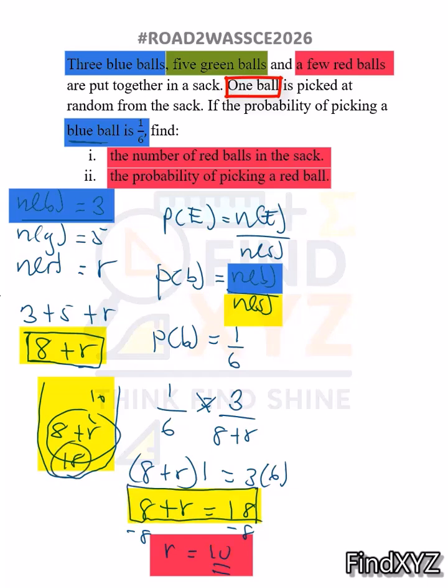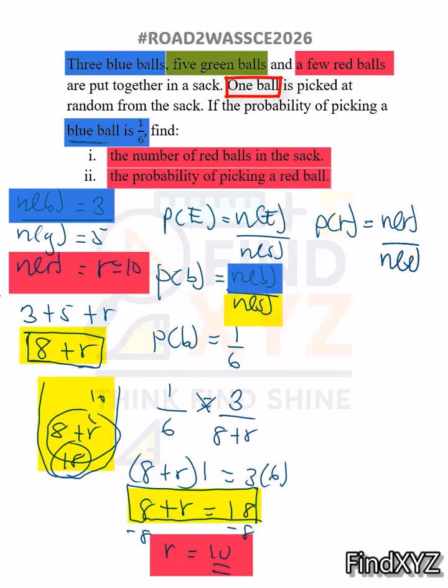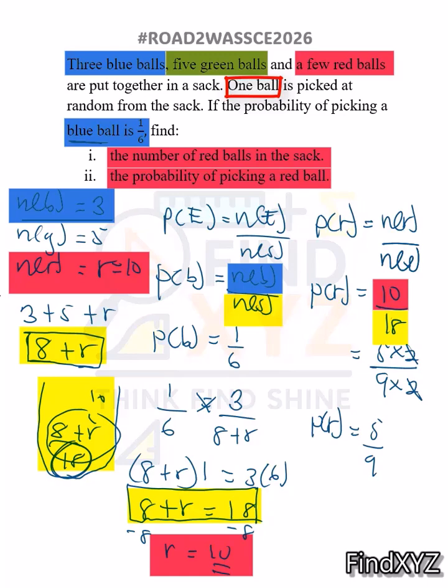So now let's do the second part of this question, that is the probability of picking a red ball. The probability of red will be the number of red over the number of sample space. Now we know the sample space, and we know the number of red balls. The number of red balls is equal to 10. So probability of red is equal to the number of red, that is 10, over the number of sample space. Where are we picking the red balls from? From the sack. And how many balls are in the sack? That is 18. So 10 out of 18. Let's simplify that. 10 can be expressed as 5 times 2, and 18 can be expressed as 9 times 2. Then 2 divides 2, so we are left with 5 out of 9. The probability of picking a red ball is 5 out of 9.